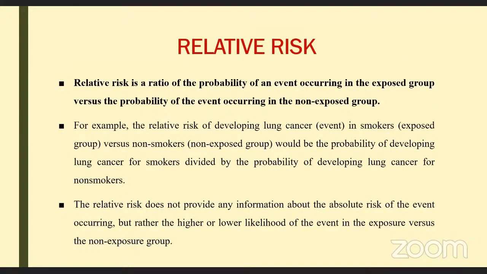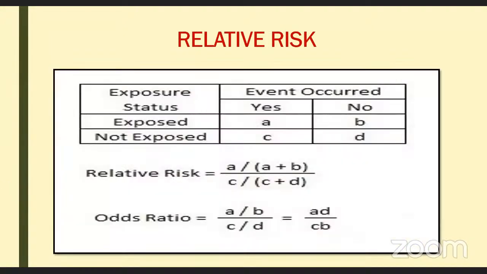That is odds ratio. The other thing is relative risk. Relative risk is like odds ratio, but it is used for predicting the risk in future. It is used mainly for cross-sectional studies or future cohort studies. Like the relative risk of developing lung cancer in smokers versus non-smokers, you will be predicting in future. So you have exposure status, exposed, not exposed, and event occurred, yes, no. The relative risk is A upon A plus B divided by C upon C plus D. The same logic is over here; both formulas are given.